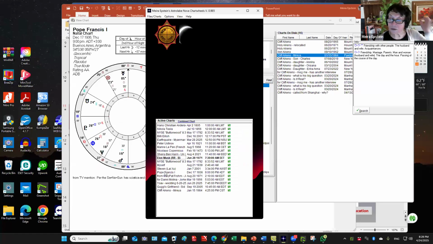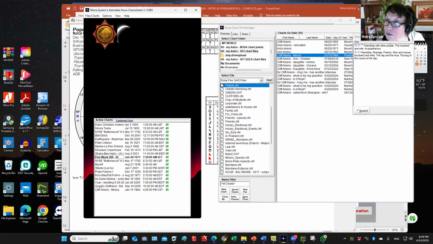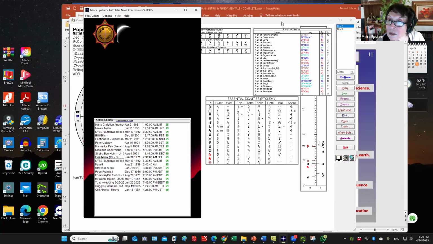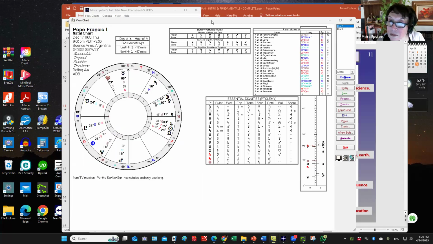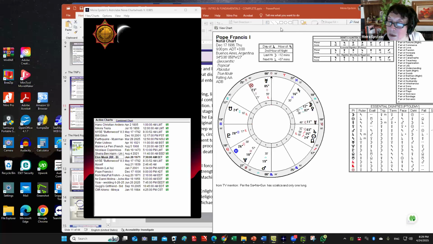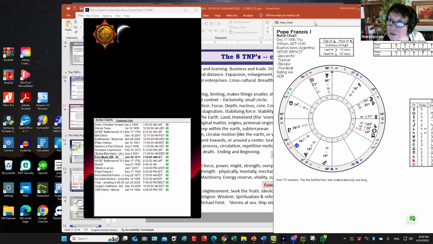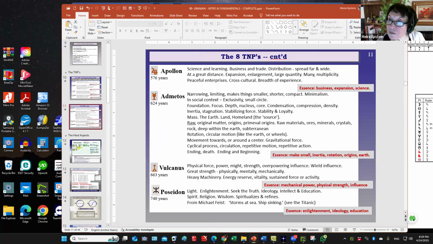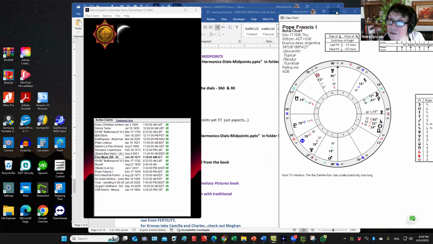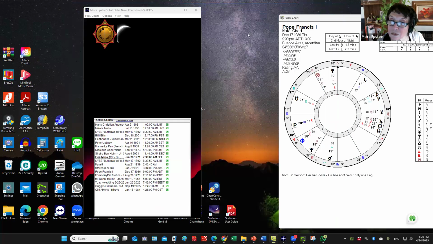So now, some of you may know this, for some of you it might be new, so I'll speak while I'm doing it. I'll tell you what I'm doing. When they open Nova, this is the Nova chart wheel. I need to close this and this, and I'm going to keep this, the traditional. Okay, clean slate.